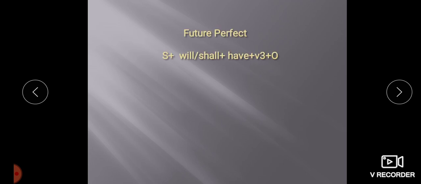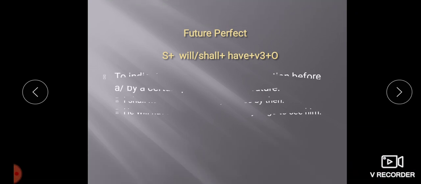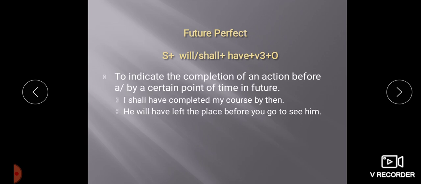Future perfect. Subject plus will or shall plus have plus the third form of the verb plus object. Again, the third form of the verb, I told you, is the past participle. To indicate the completion of an action before a certain point of time in the future, like I shall have completed my course by then, which represents a certain point of time. Similarly, if you go to see him, he will have left the place. So like that.